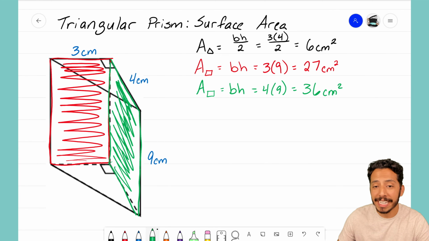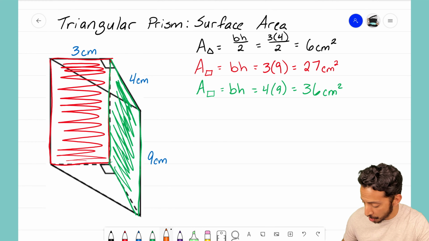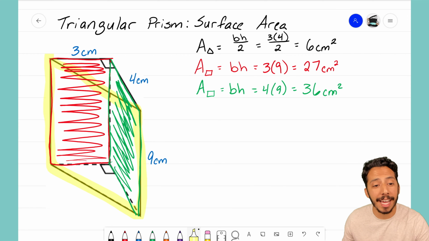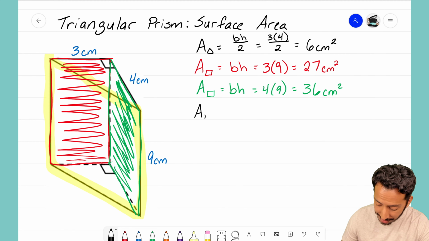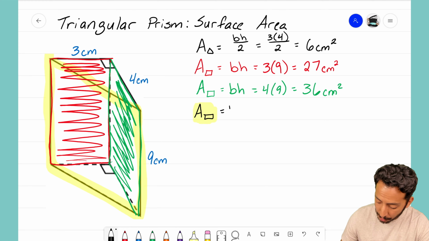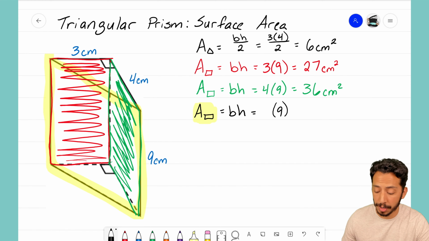Almost done. Now the last one here is going to require a little extra help for us. We need to find the area of the last rectangle. That last rectangle is this one right here that I'm highlighting in yellow. Think about this as the diagonal side, maybe the front side, however you want to word it. We have to find the area of this rectangle, and I'll highlight it so we can keep track of all the ones we've done. It's still a rectangle, so that means I'm going to be multiplying base times height. And just like with every other rectangle we've done so far, I see that the height is 9 centimeters.